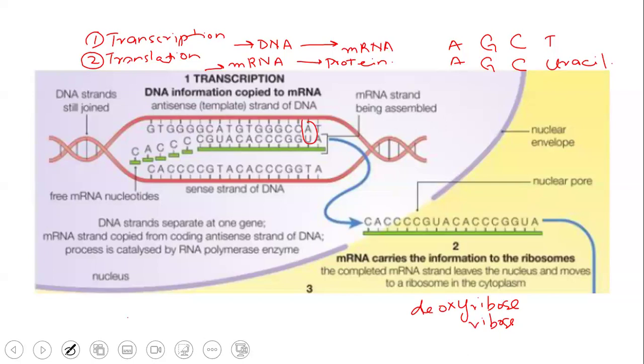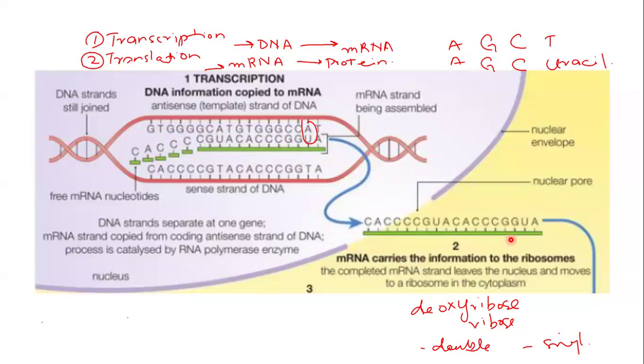Then, another difference between RNA and DNA is that DNA is a double-stranded structure, while RNA is a single-stranded structure. So there's only one strand of RNA. All of the information from the DNA is going to be copied onto the RNA, which gets the complementary base pairs. Once the RNA is made, it has all the information it needs to make the protein. So that RNA will leave the nucleus and go into the cytoplasm.